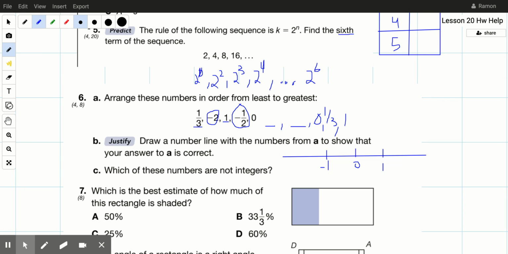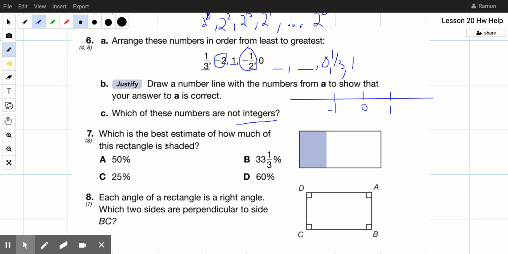Letter C, which of these numbers are not integers? Remember that integers are whole numbers, positive and negative. So if it's not a whole number, then it's not an integer. Number 7, which is the best estimate of how much of the rectangle is shaded? So it looks like less than half of it is shaded. So from there, you're either going to select 25% or 33 and a third %, and it's just a matter of deciding is it 1/4 or 1/3 that's shaded.